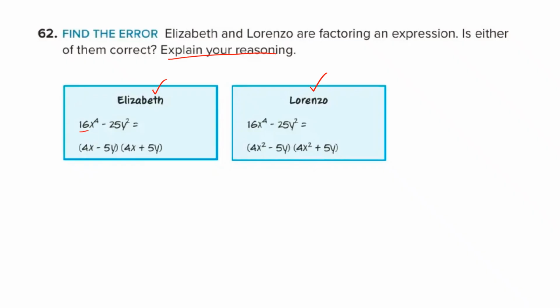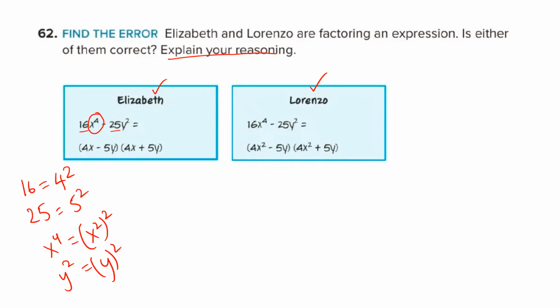See here, 16 and 25 both look like perfect squares. 16 is the square of 4 and 25 is the square of 5. Yeah, perfect. Now look at the variables. x to the power 4 is the square of x square, and y square is definitely y to the power 2, right? Similarly, if you look at Lorenzo, he is also trying to factor the same expression. But let's see who is correct. Only one is correct, Elizabeth or Lorenzo.